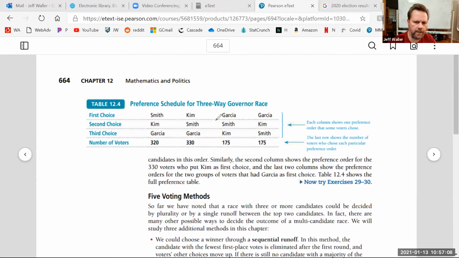We're all in agreement that Smith got the least first place votes, right? Kim got 330 first place votes. Garcia got 350 first place votes. Smith got only 320. Okay, good. So we're going to eliminate Smith. Pretend like Smith never ran.